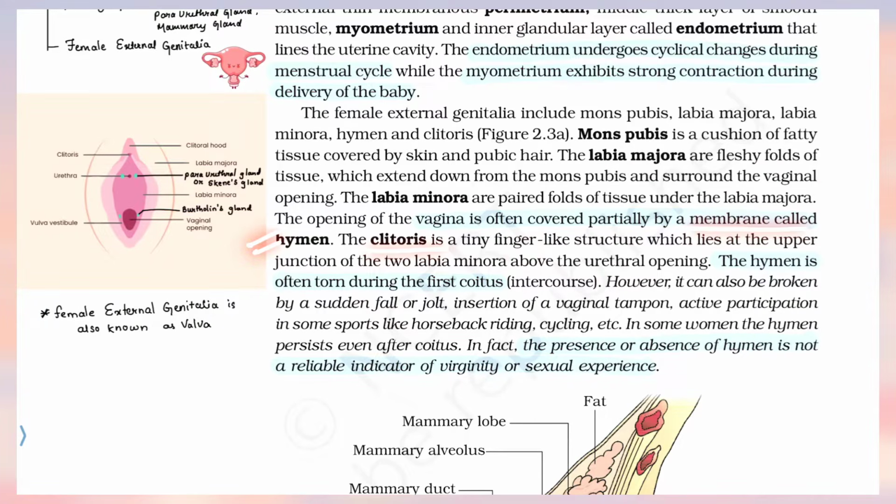The clitoris is a tiny finger-like structure which lies at the upper junction of the 2 labia minora above the urethral opening. The hymen is often torn during the first coitus or intercourse. However, it can also be broken by a sudden fall or jolt, insertion of a vaginal tampon, or active participation in some sports like horseback riding, cycling, etc. In some women, the hymen persists even after coitus. In fact, the presence or absence of hymen is not a reliable indicator of virginity or sexual experience.